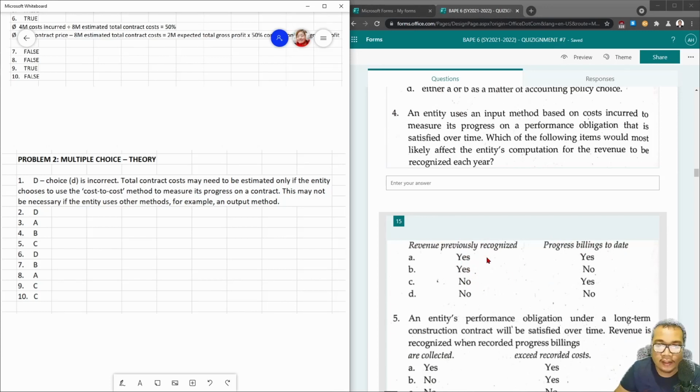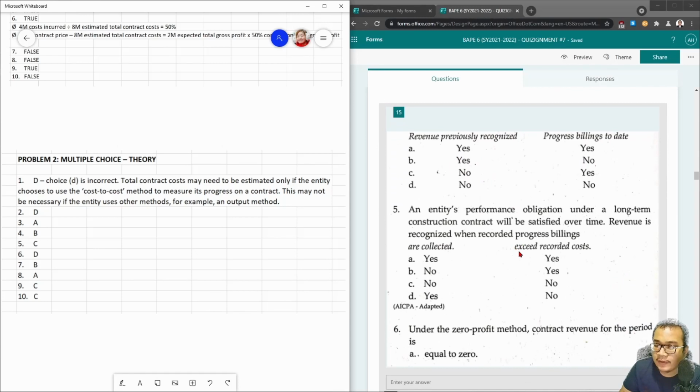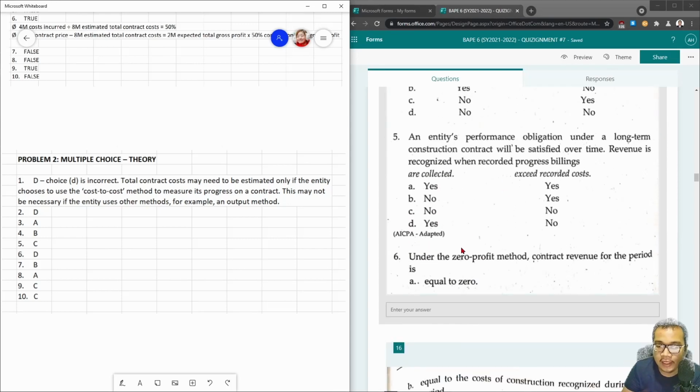So, letter B. An entity's performance obligation under a long-term contract will be satisfied over time. Revenue is recognized when recorded progress billings are collected or exceeded recorded loss. Same dito. Yung progress billing, wala tayong kebs yan. Di ba? Wala yung effect sa revenue, sa cost natin. Depende na yun sa collection nila. Separate yan. Kaya wala yung effect.